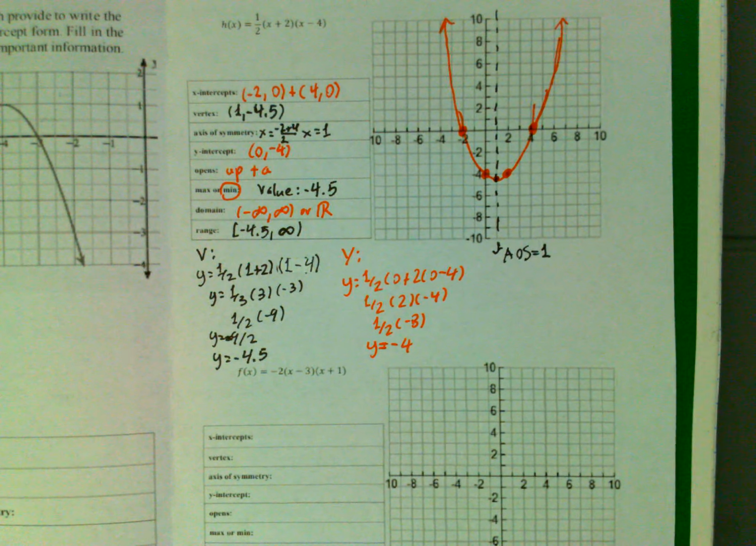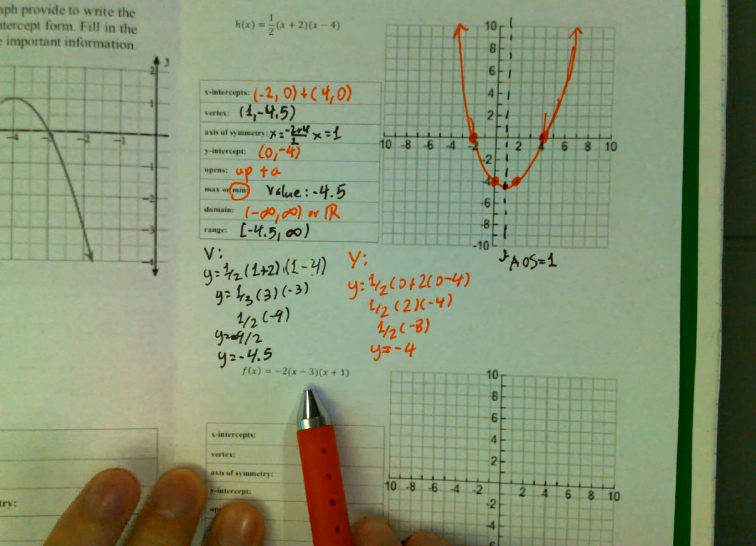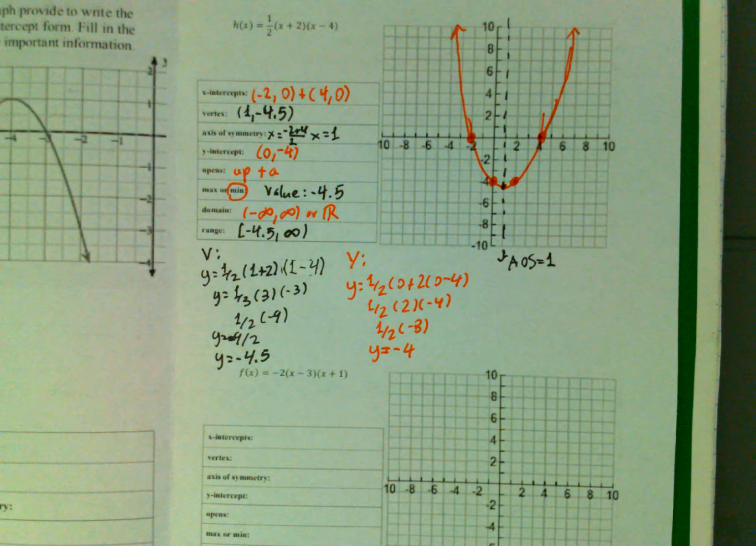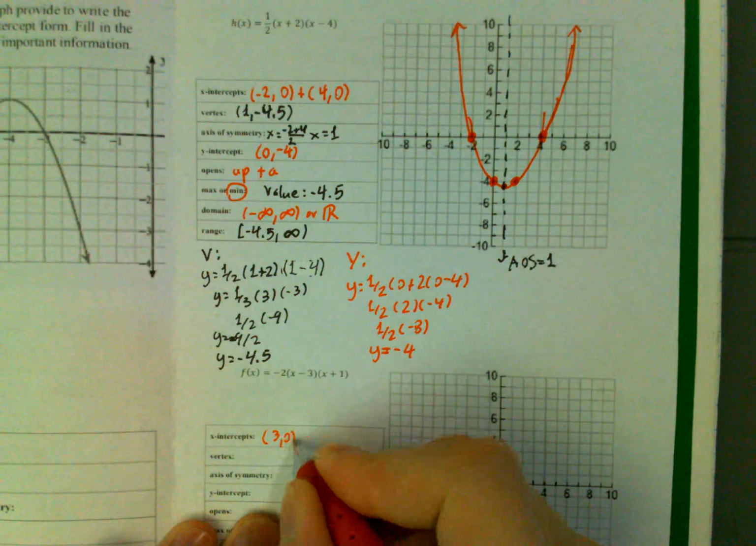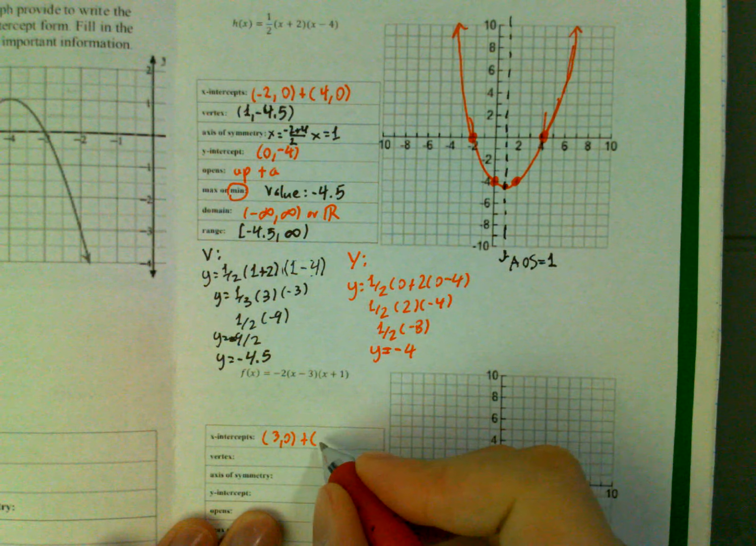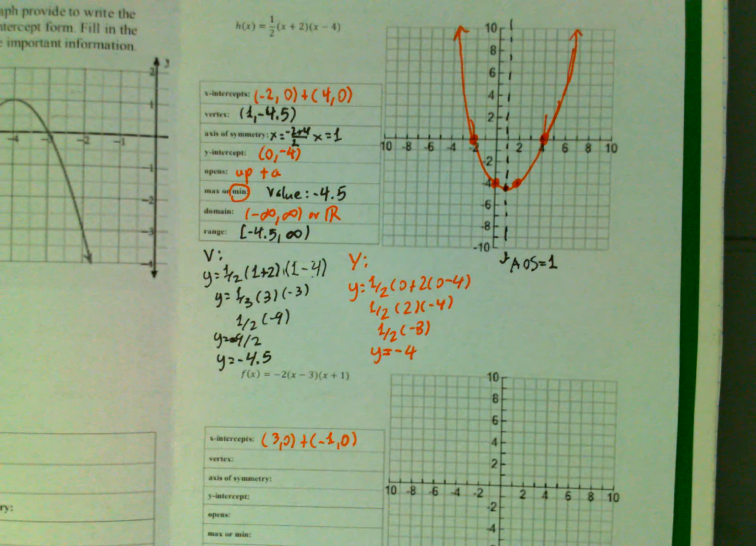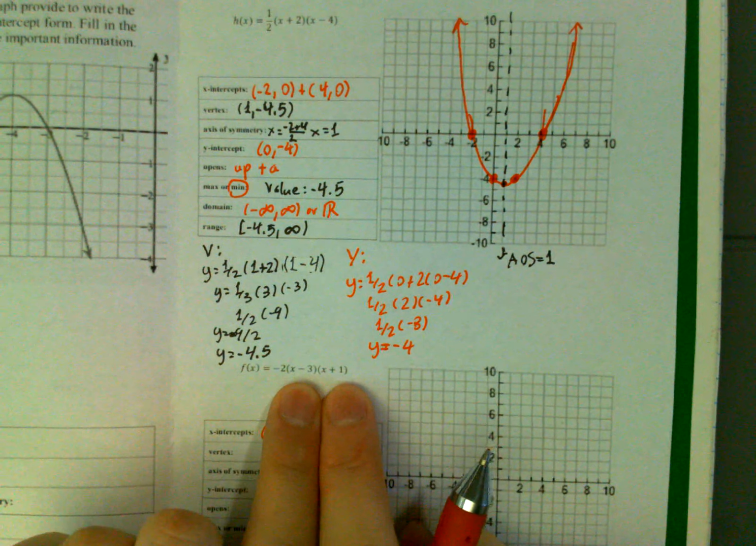Look at the other one. So looking at the other one, we have f of x equals negative 2(x minus 3)(x plus 1). So my intercepts are going to be (3, 0) and (negative 1, 0). Again, the best way to think about that is just take the terms in there. Another way you can find intercepts is set this equal to 0 and solve for x.